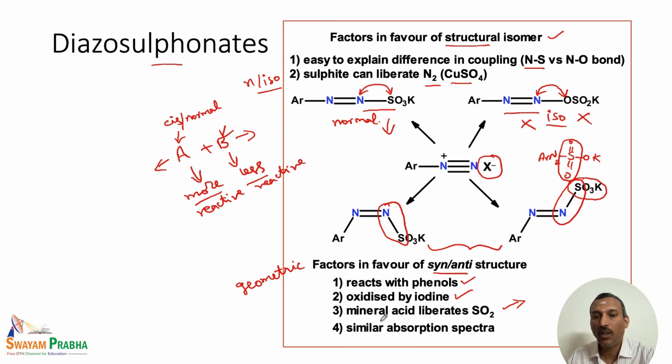And again, these two compounds have similar absorption spectra. When they have similar absorption spectra, then obviously they have to have a similar structure. It may be cis trans isomer, that is perfectly fine, but they cannot have two different functional groups. Here an NS bond is there, here an NO bond is there. Because of the change in the bonding, we cannot have similar absorption spectra. So all these evidences point to the fact that cis or trans isomers, or syn or anti structures, are possible for diazonium salts.